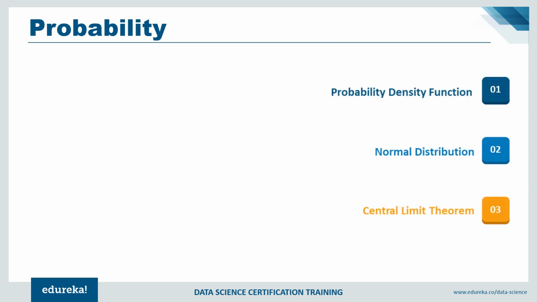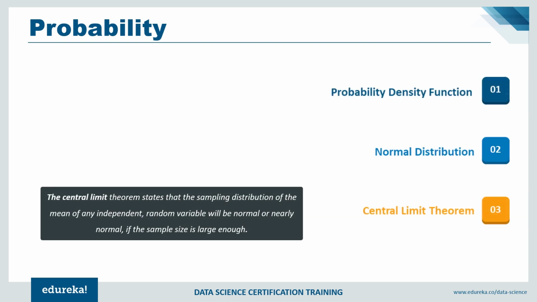Now, the central limit theorem states that the sampling distribution of the mean of any independent random variable will be normal or nearly normal if the sample size is large enough. The accuracy or resemblance to the normal distribution depends, however, on 2 factors. The first one is the number of sample points taken, and the second is the shape of the underlying population.